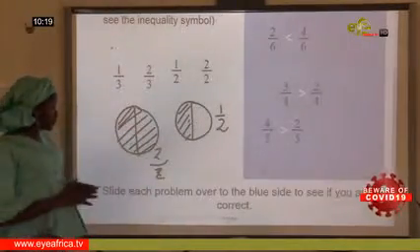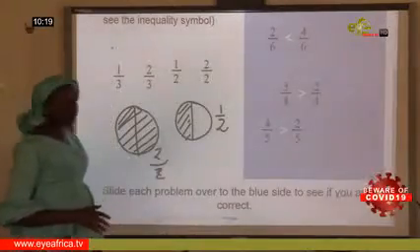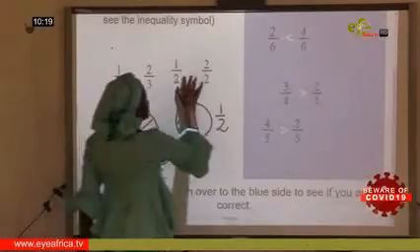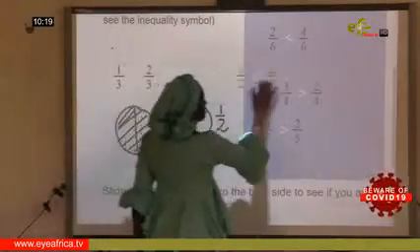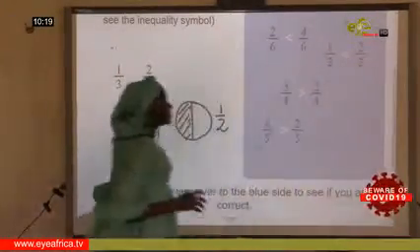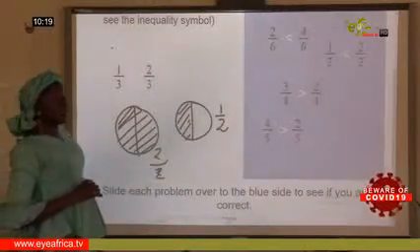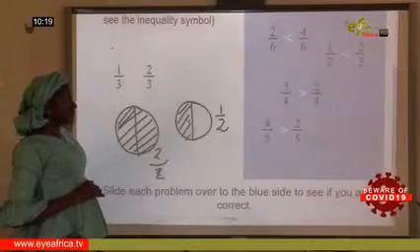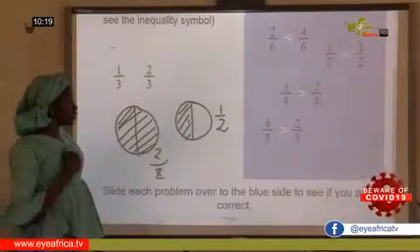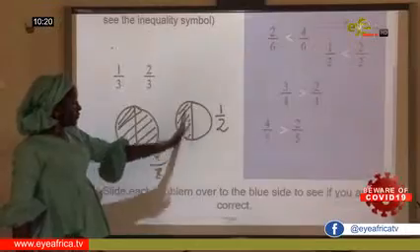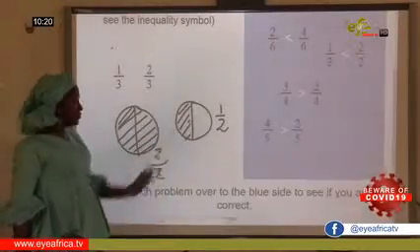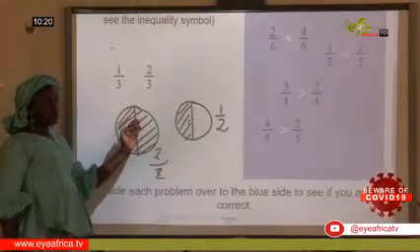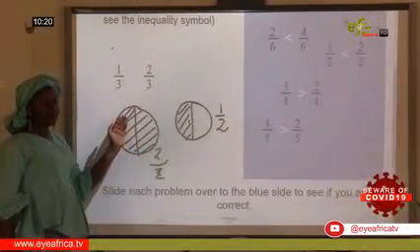So which symbol suits this set? Let me drag it and see which symbol suits this set. It says half is less than 2/2. Half is less than 2/2. And that is true because this is half. Only half of the portion is shaded. But where you have 2/2, the whole shape is shaded.